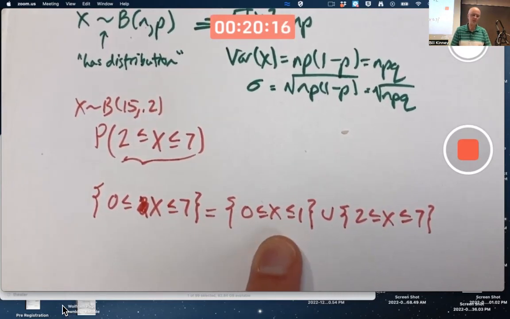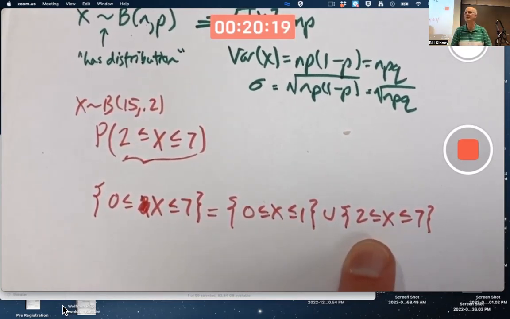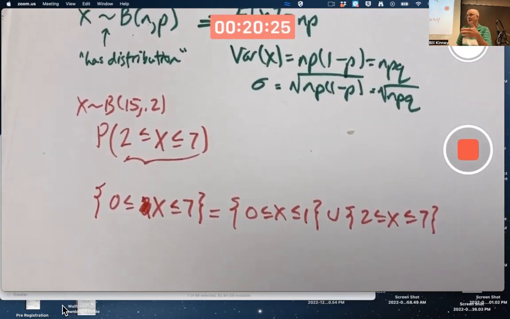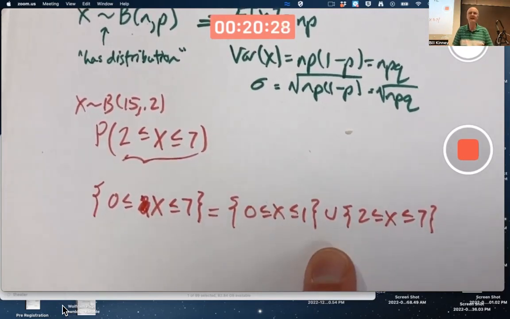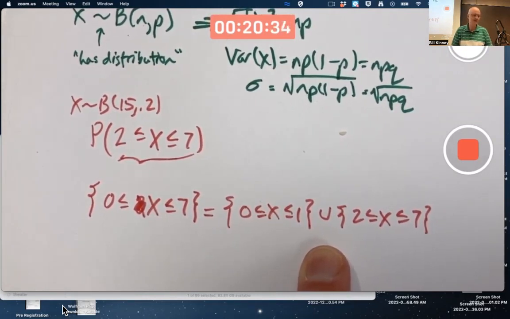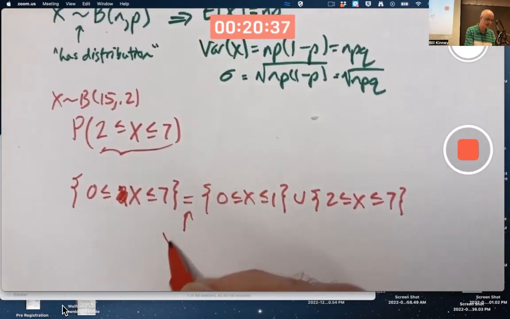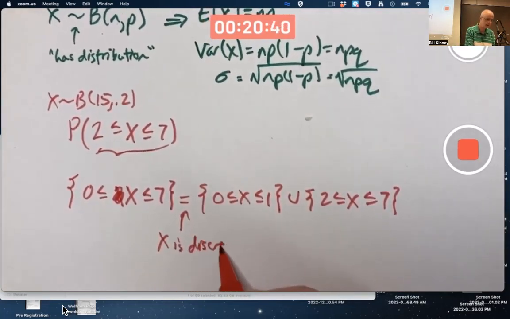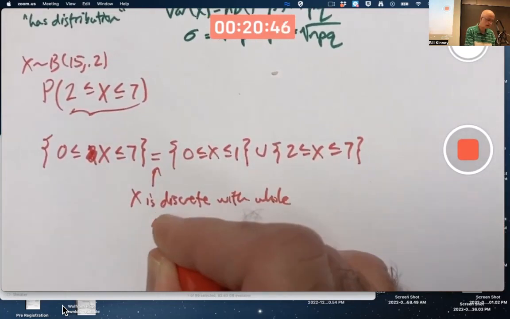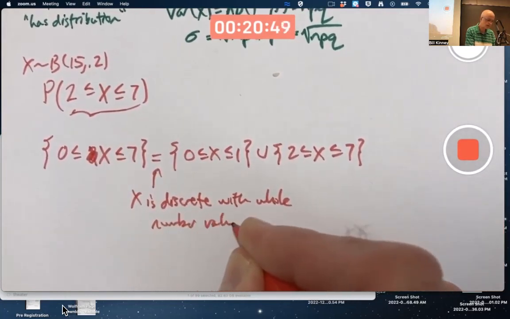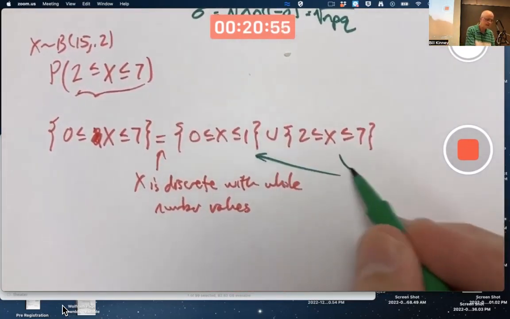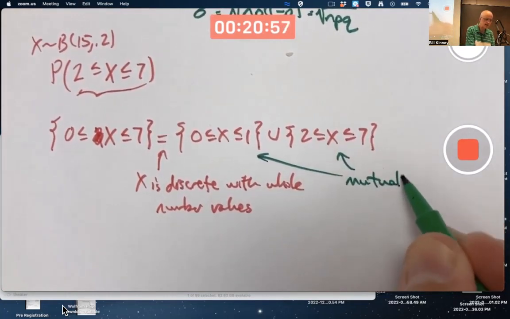This is the event that x takes on a value between 0 and 1. This is the event that x takes on a value between 2 and 7. What about the event that x is strictly between 1 and 2? Can't happen here because x is discrete with whole number values. So I don't need another set in here representing x being strictly between 1 and 2. And these are mutually exclusive events. These two things, mutually exclusive.